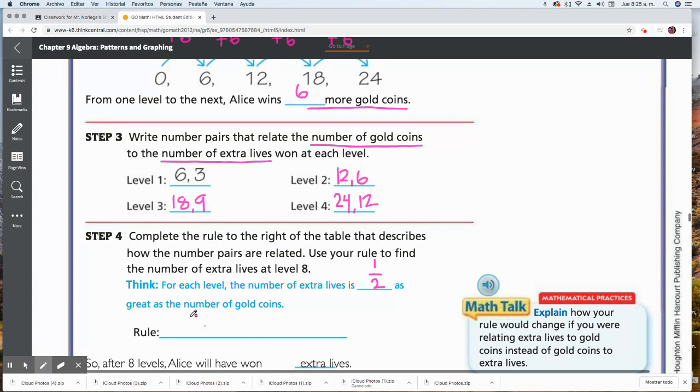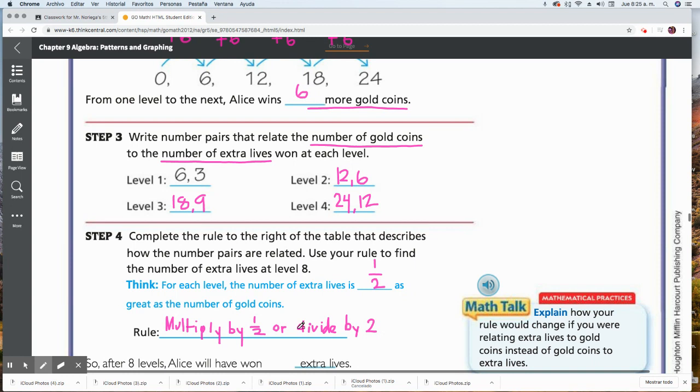So that's what we're going to write in the rule: multiply by 1/2 or divide by 2. So either or.